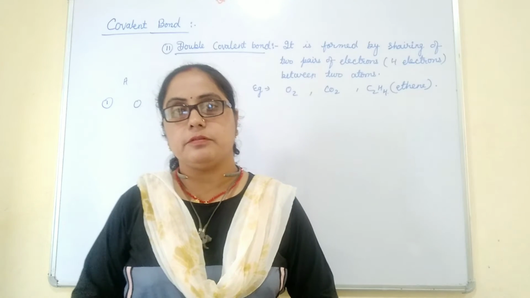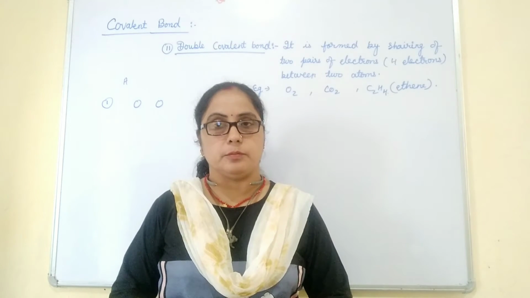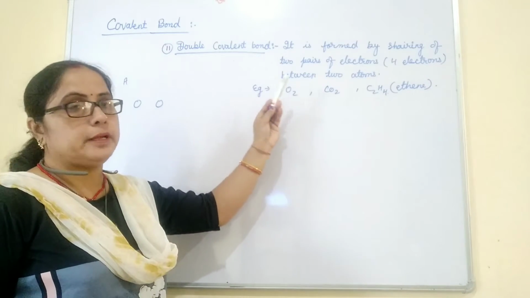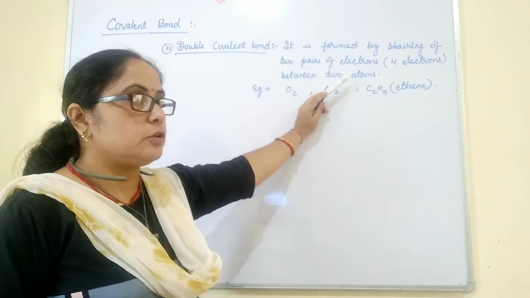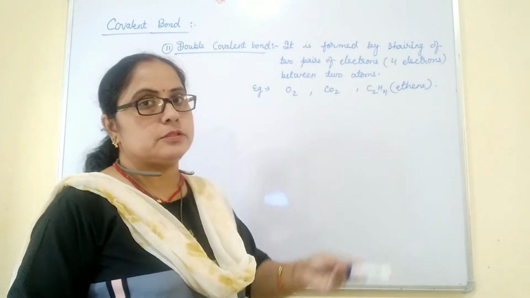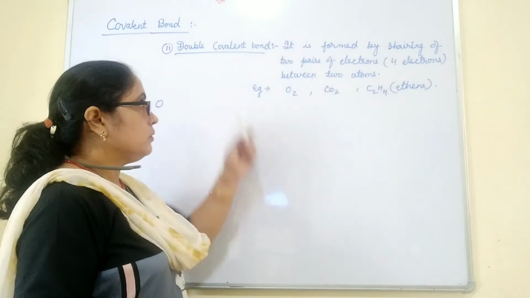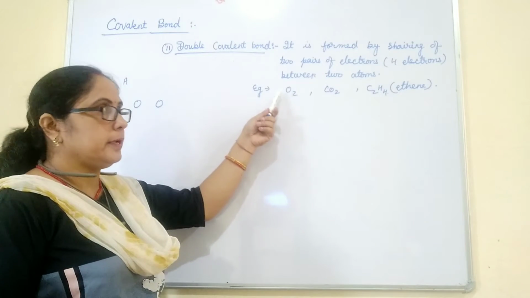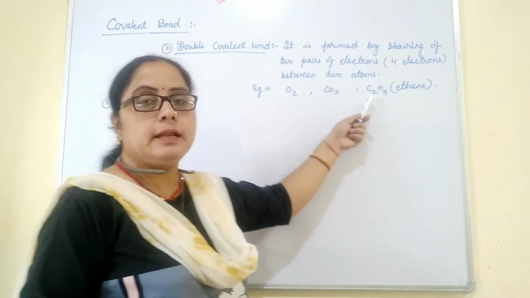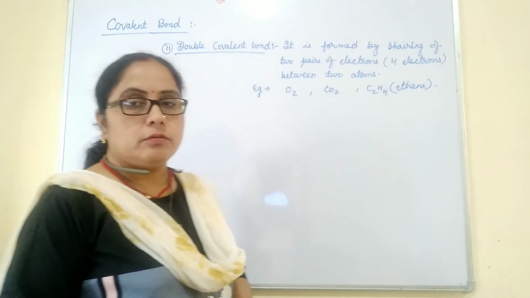Now, the second type of covalent bond, that is double covalent bond. Double covalent bond is formed by the sharing of two pairs of electrons. Two pairs of electrons means four electrons between two atoms. For example, double covalent bond is mostly formed in oxygen molecule, in carbon dioxide and in ethene. So we will discuss how it is formed.